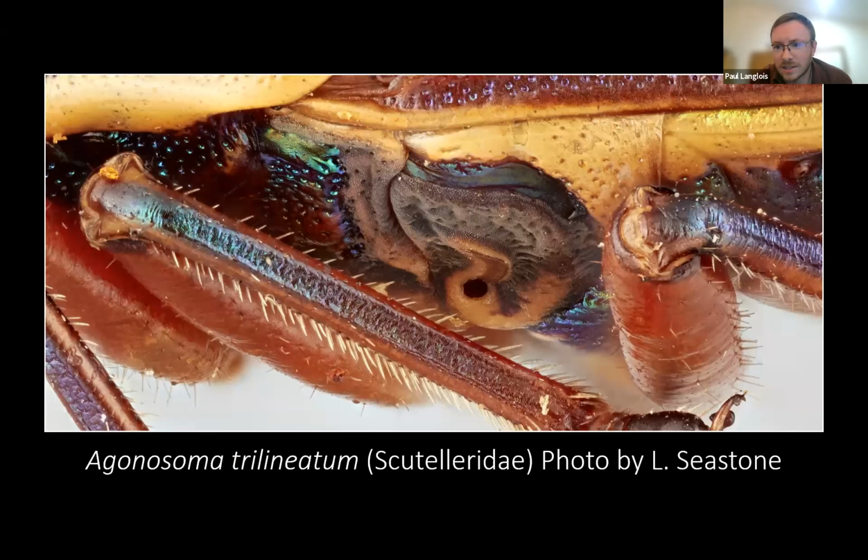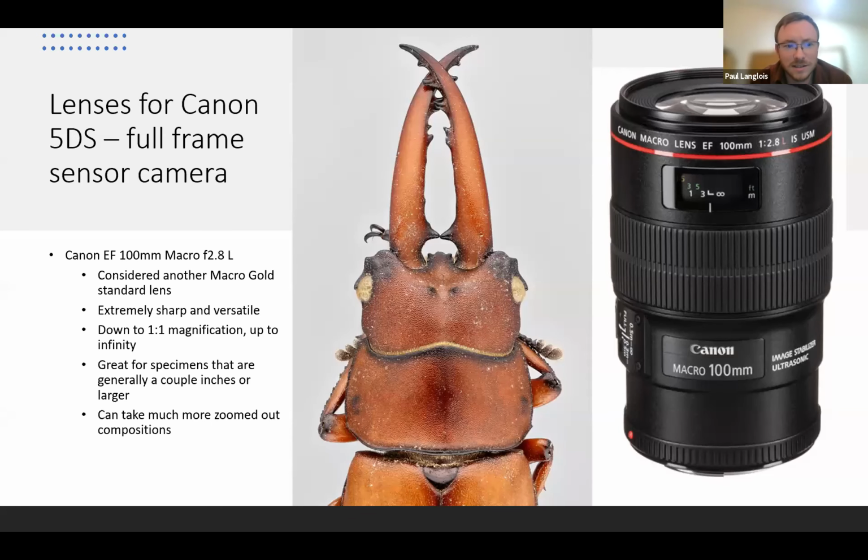So our second lens that we utilize with the 5DS is the Canon EF 100mm macro. This is another f2.8 lens. It's the L lens. It's another gold standard in the macro world. It's very crisp, highly regarded. The maximum magnification it goes to is 1:1 magnification, and it can also go up to infinity.